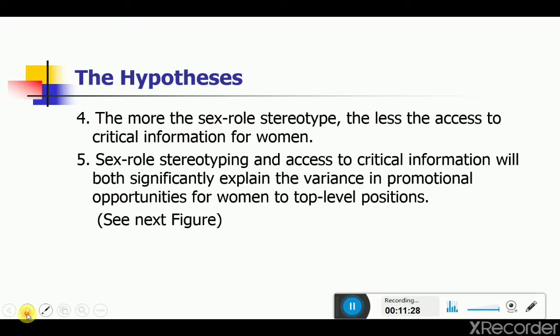Next possibility: the more the sex role stereotype, the less the access to critical information for women. And the last, sex role stereotype and access to critical information will both significantly explain the variance in promotional opportunities for women for the key positions or, let's suppose, your top level position.